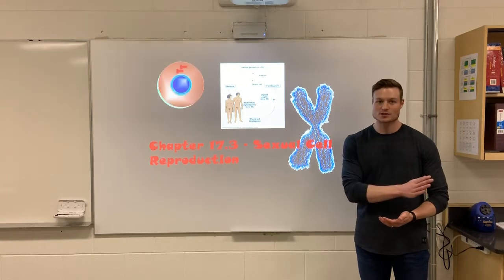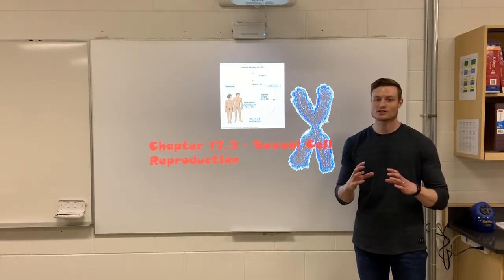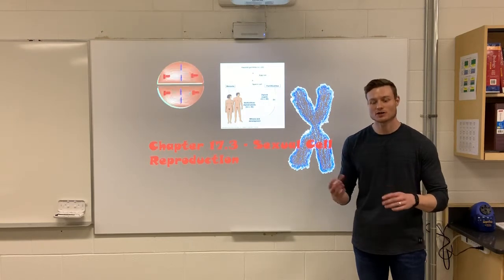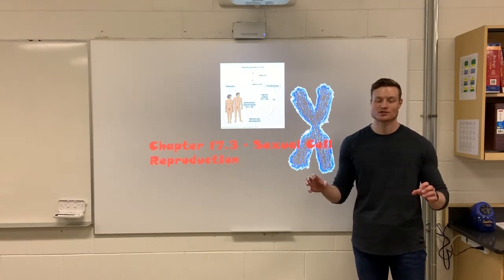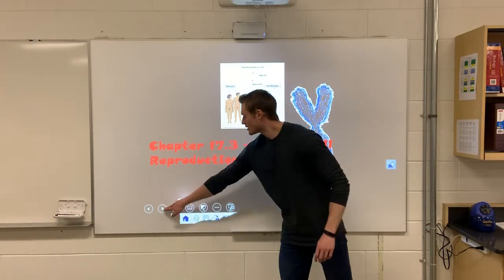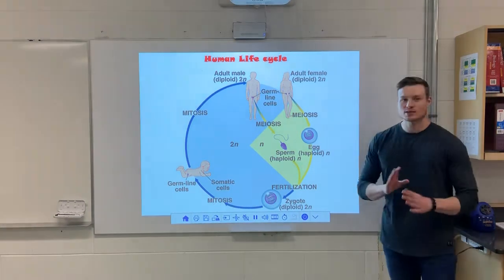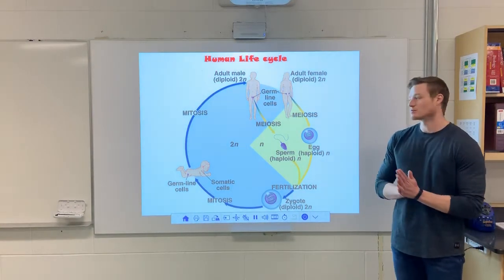Last video we talked mitosis, cell division, one cell with 46 chromosomes, which we call diploid, becoming two cells with 46 chromosomes, also being diploid. Now, to start off here is the human life cycle. I use the terms diploid and haploid, and let me explain what those two terms mean.